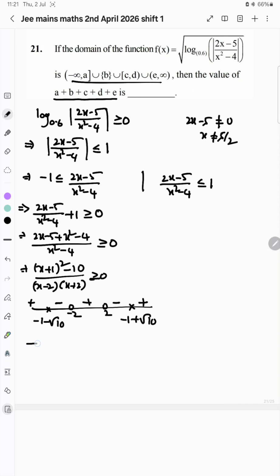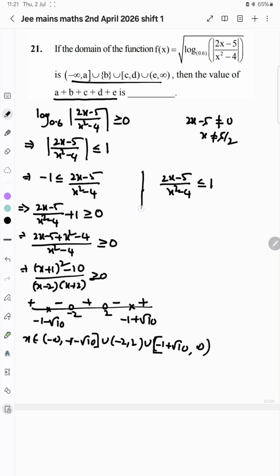So let's find the x values now. X belongs to wherever positive is there, that is the required thing, right? So from minus infinity to minus 1 minus root 10, included, union. Next, positive where you got, minus 2 to 2 open brackets, union minus 1 plus root 10, a closed bracket because the point is included, up to infinity. This is the domain as of now.